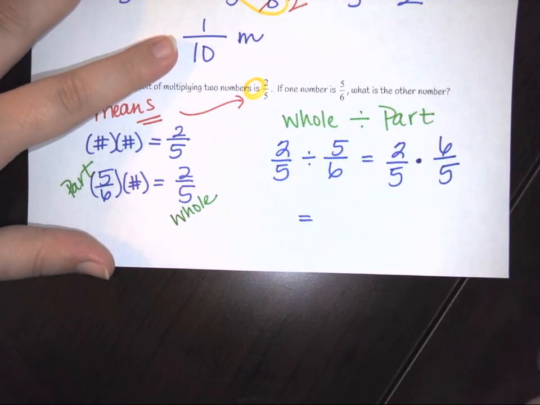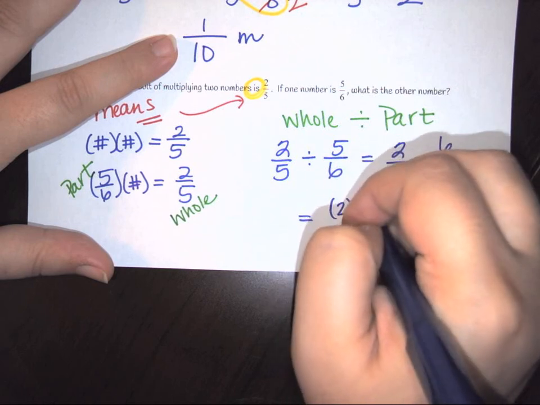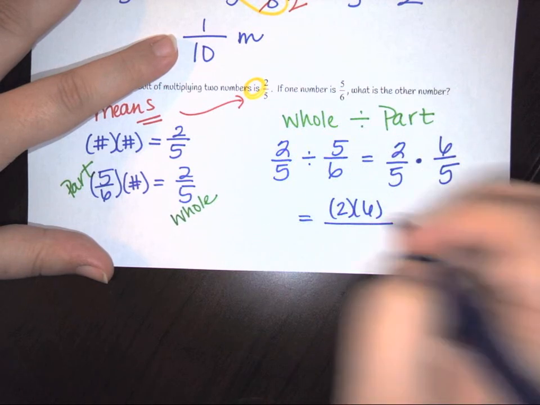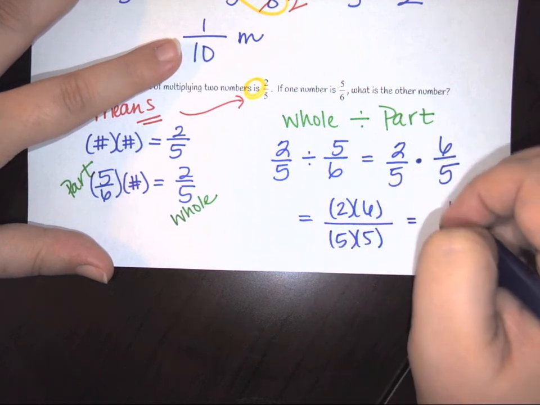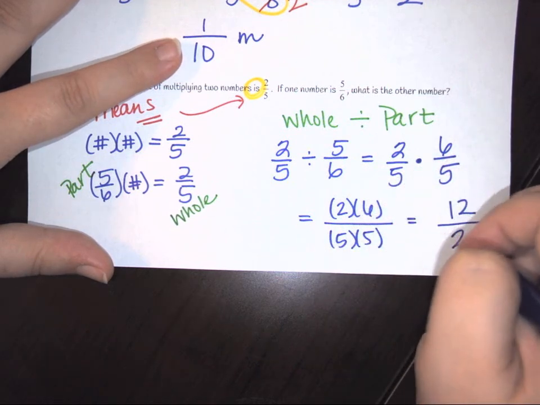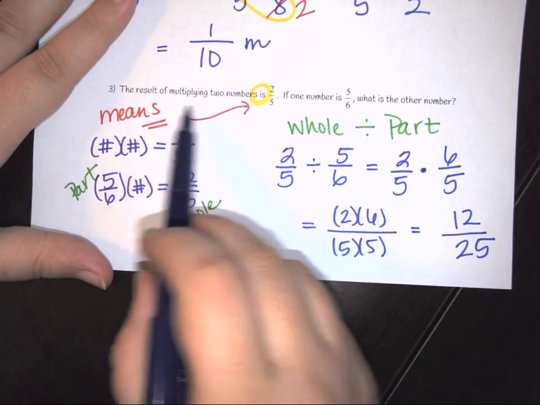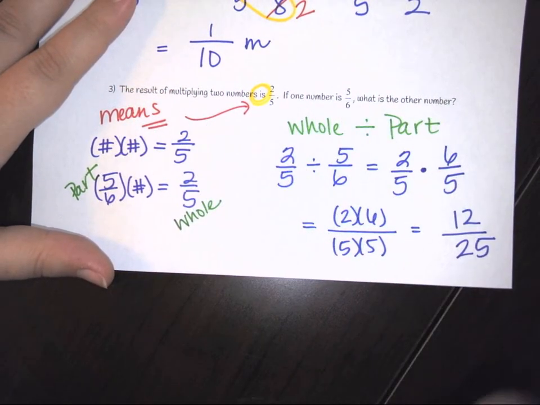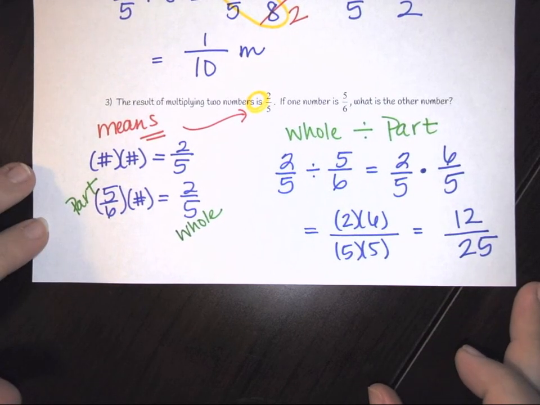Now if you look, I don't have anything in here that is going to reduce, so I'm just simply going to multiply straight across the top. So I'm going to have 2 times 6, and across the bottom 5 times 5. So this gives me 12/25. And since if you look in here there really aren't any labels, then that's the other number, 12/25.